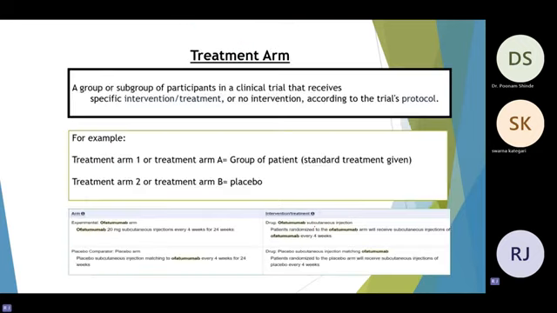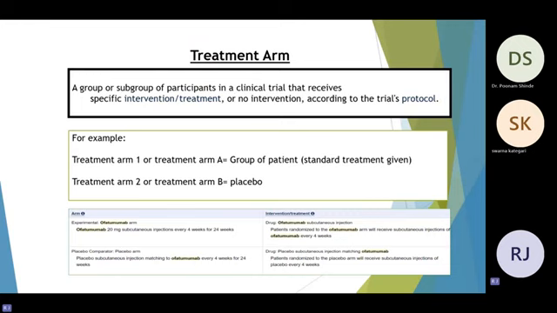Okay, then we move to the next term, that is treatment arm. What is treatment arm? This is a third term, and it's very important to know. It is the group or subgroup of participants in a clinical trial that receive a specific intervention or treatment, or no intervention, according to the trial's protocol. See, the definition may have some jargon, so it's always better to understand with the help of one example.